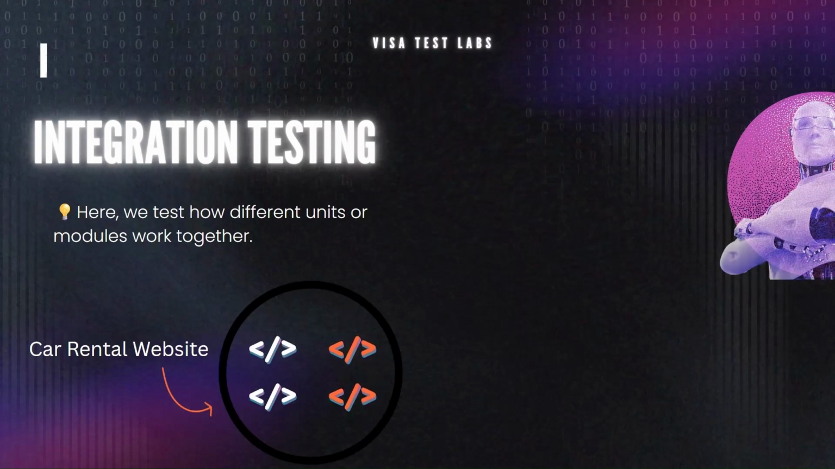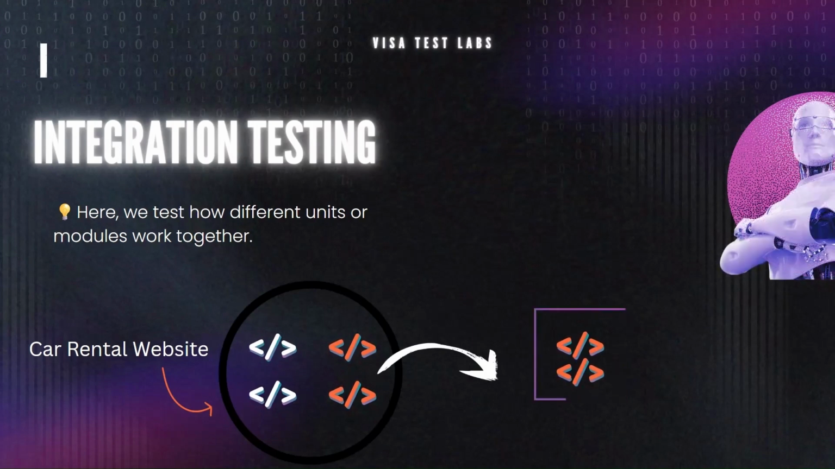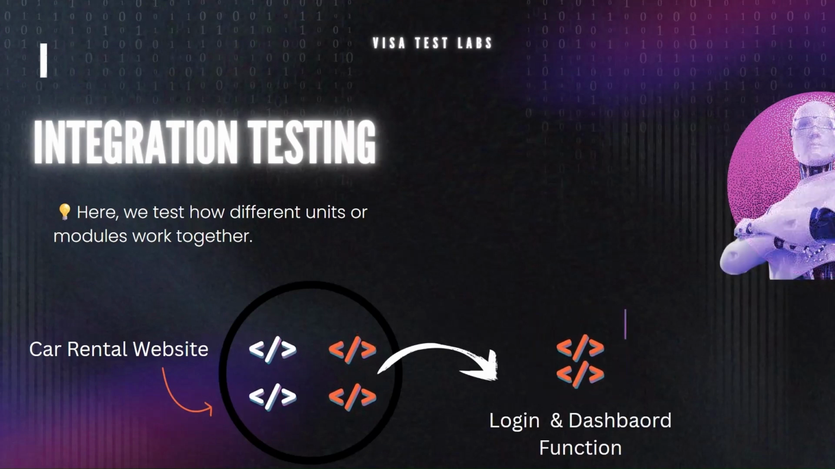Let's take the same example, the car rental website. And here I'm going to take two modules integrated. I have shown them in two orange colors. So I'm going to take out two modules. With these two modules can be login and a dashboard function.